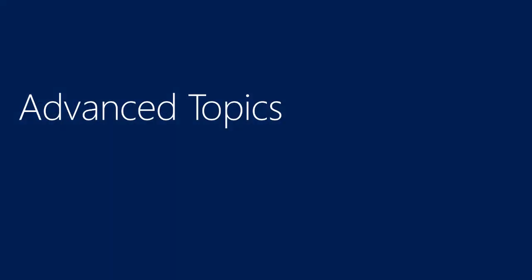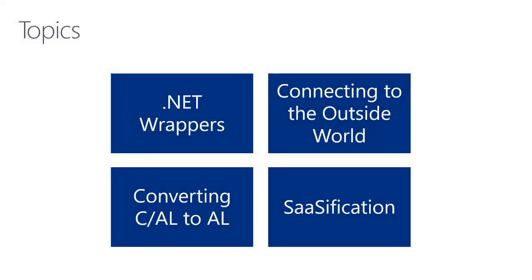Our next section is about advanced topics. So these are topics that go beyond your basic capabilities. And for today, I'm going to talk about 4 topics. One is .NET wrappers. Some of these different data types have been introduced to replace .NET interop for some very common scenarios like text builders and HTTP clients. Connecting to the outside world uses some of those .NET wrappers.